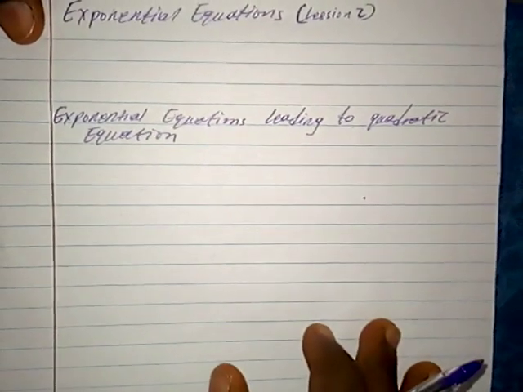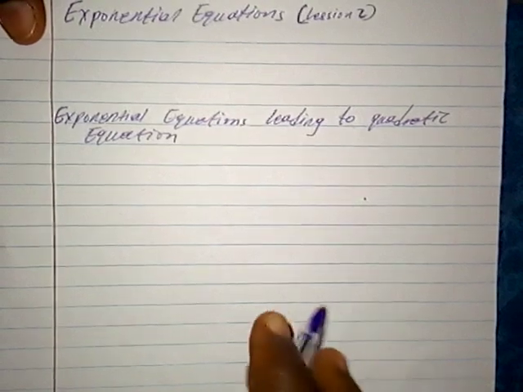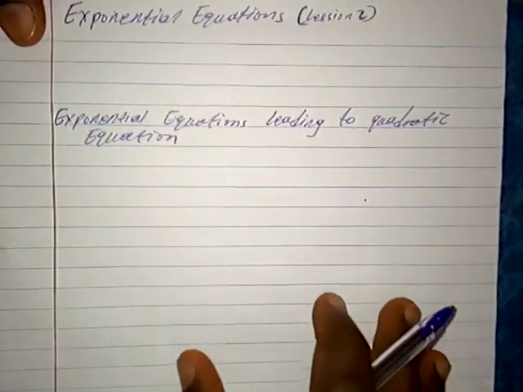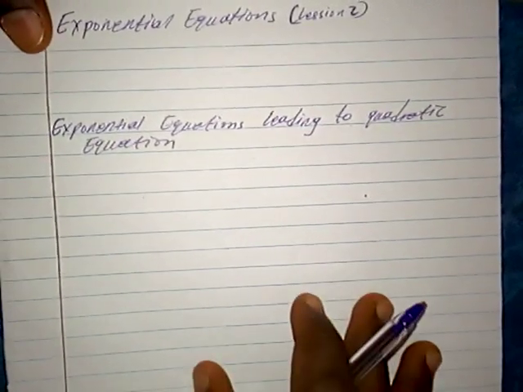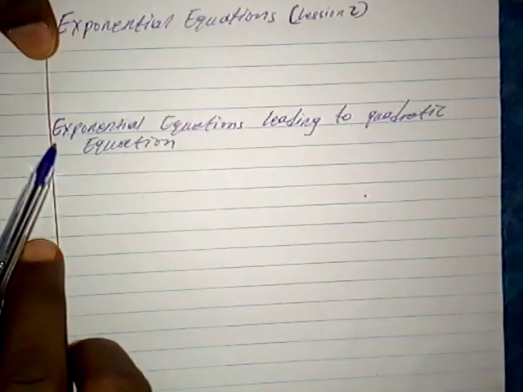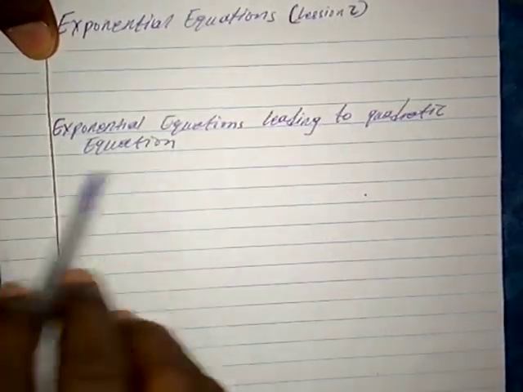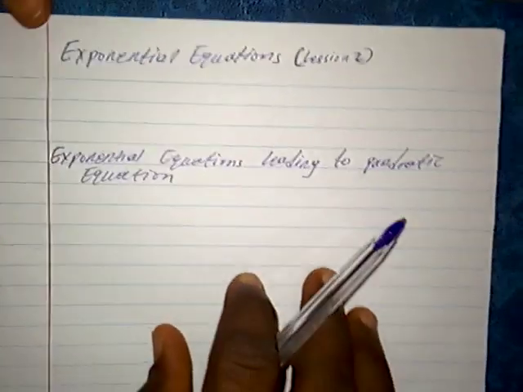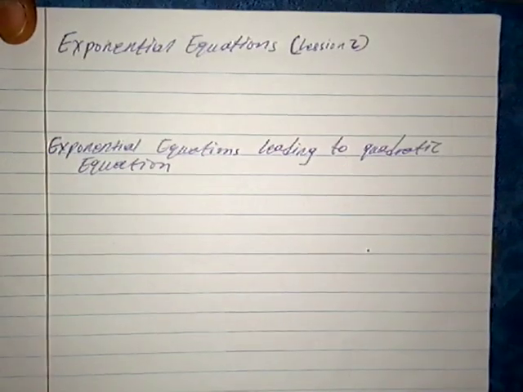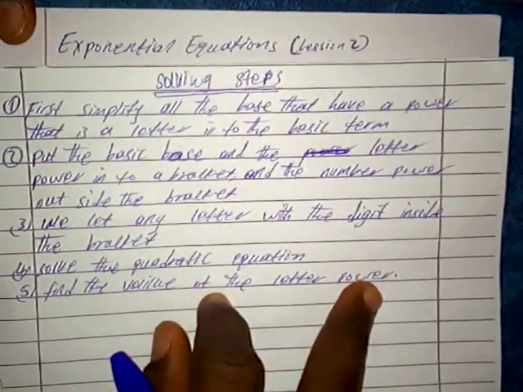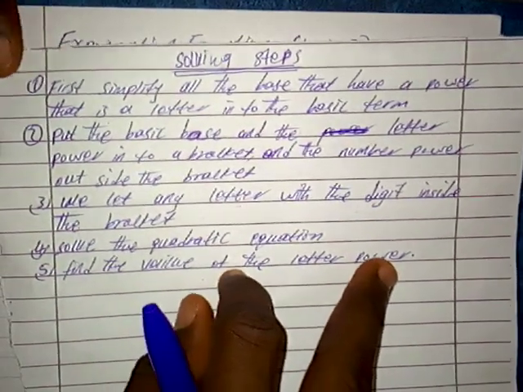In Lesson 1, we discussed exponential equations leading to linear equations. In Lesson 2, we'll be discussing exponential equations leading to quadratic equations, right? Good. Now we go straight forward in solving. But before we solve, let me give you the solving steps of exponential equations leading to quadratic equations. These are the solving steps, right?